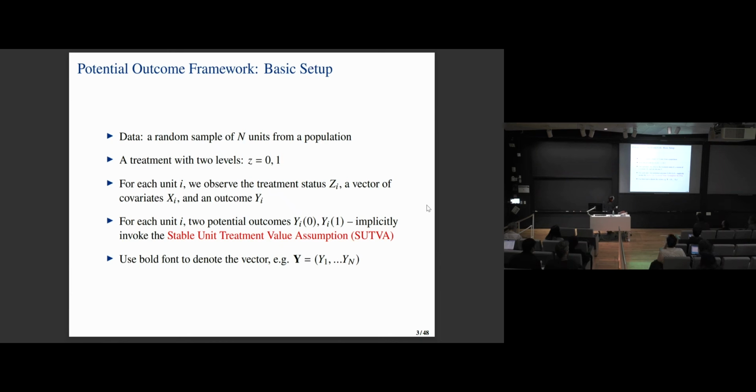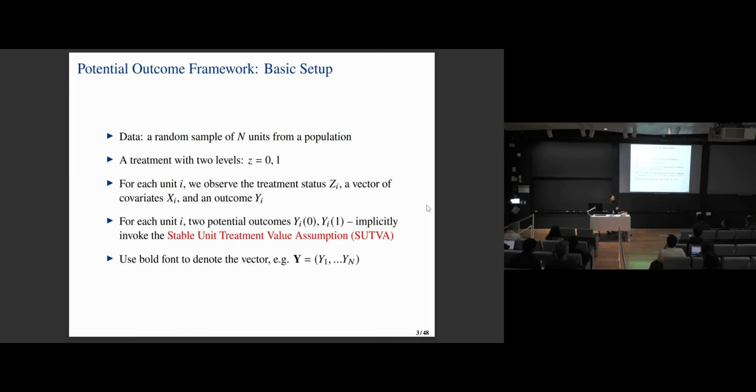So we need some setup and notation. So assume we have data. So this data is a simple random sample, a random sample of n units from a population. The concept of population inference is very important. What is your target population? Because we have a sample drawn from the target population.